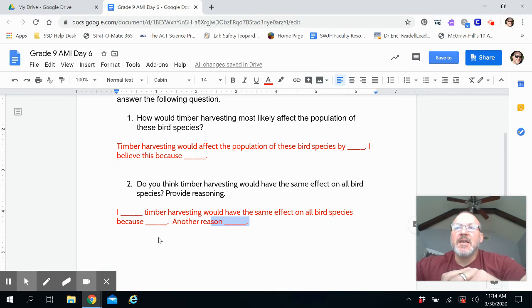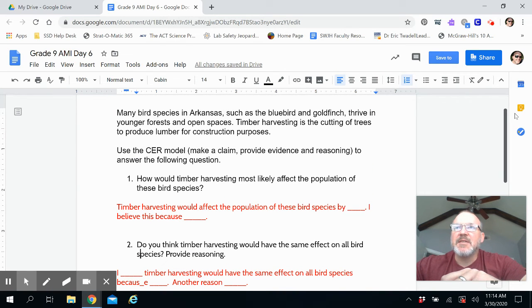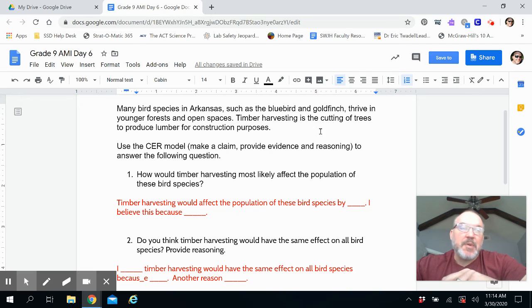And so as you go through these questions, you really need to think about how birds are affected by timber harvesting. Is it possible that some birds like the open space while others don't like the open spaces? And really, just make a claim and provide some evidence and reasoning to support that.